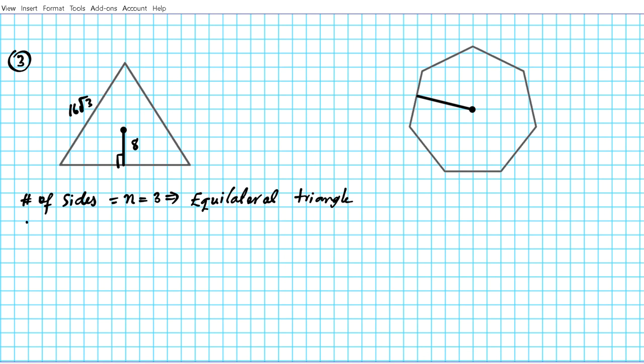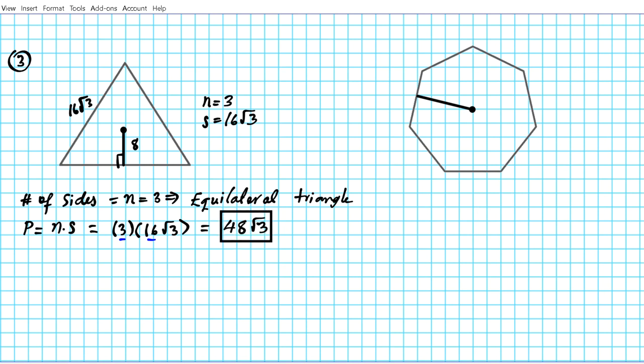Okay. Let's find the perimeter. The perimeter is simply the number of sides times the side length. A triangle has 3 sides, and each side length measures 16 root 3. So the perimeter is going to be 3 times 16 root 3. So you just multiply the rational parts, 3 and 16, and then you multiply it by the irrational, which is root 3. 3 times 16 is 48. And then bring over the radical part, 48 root 3 is the perimeter of your equilateral triangle.